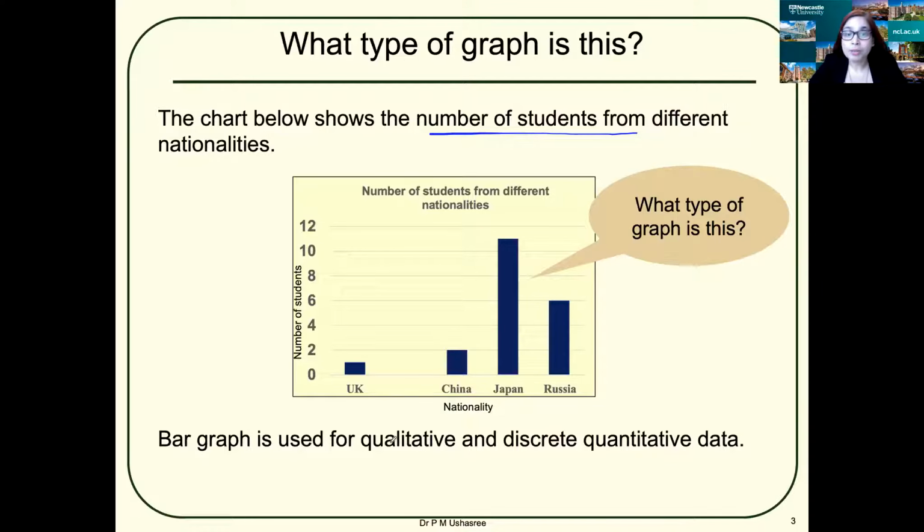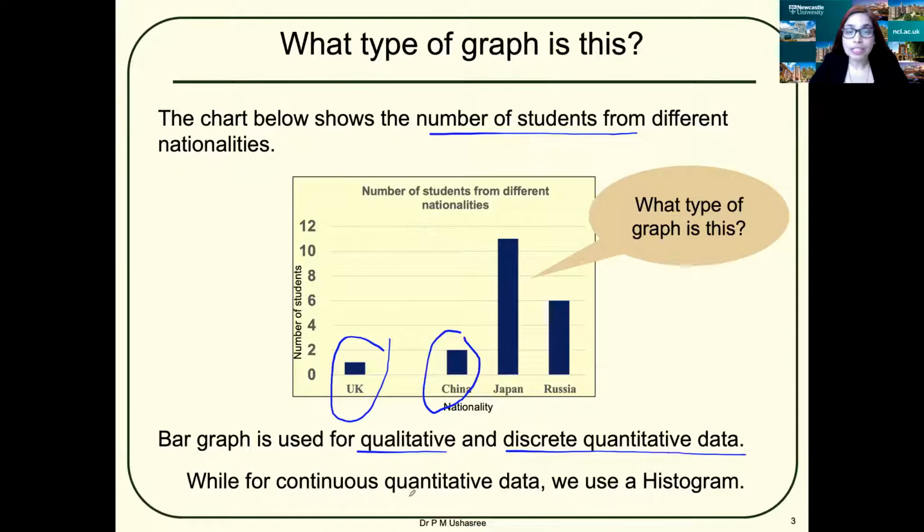Bar graphs are used for qualitative and discrete quantitative data. You can clearly see that these bars are not touching each other. They're not overlapping each other, they're discrete. While for continuous quantitative data, we use a histogram. That is the main difference between a bar graph and a histogram.